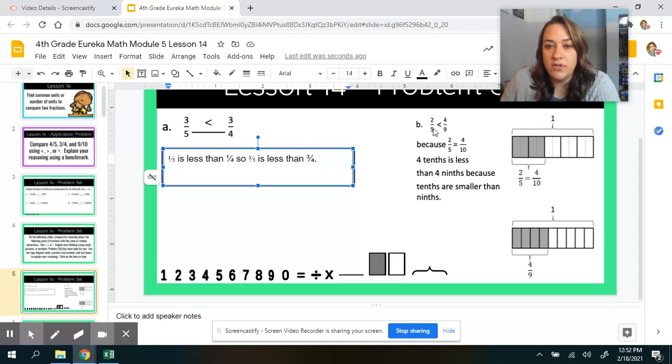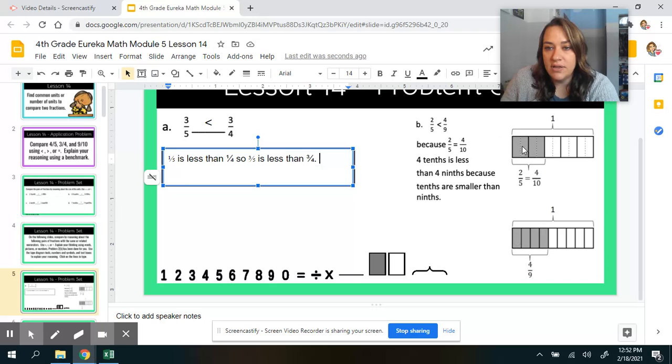So this one, they have 2/5 is less than 4/9. So they made 2/5 equal to 4/10. So tenths is less than ninths because tenths are smaller than ninths. So if 2/5 is equal to 4/10, 4/10 is smaller, like my tenths are smaller than ninths. So they used tape diagrams to compare.